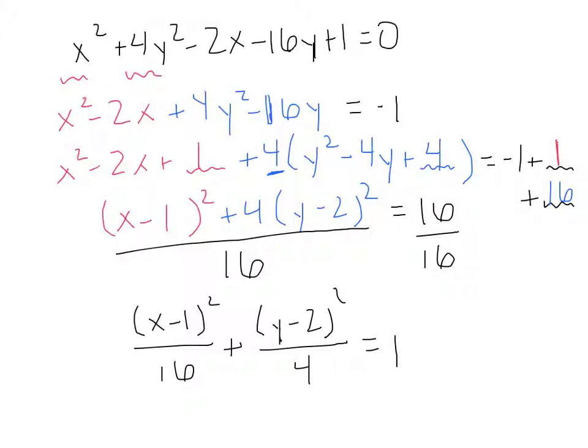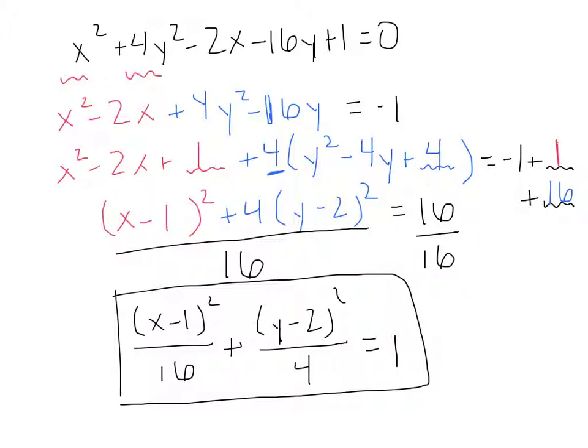So now we have our equation for this particular ellipse. And again, the reason we did this is look at all the information we can find now. We know the center. We know that it is a horizontal ellipse. We could find the vertices, the co-vertices, the foci. Once we have it in graphing form, the possibilities are endless.